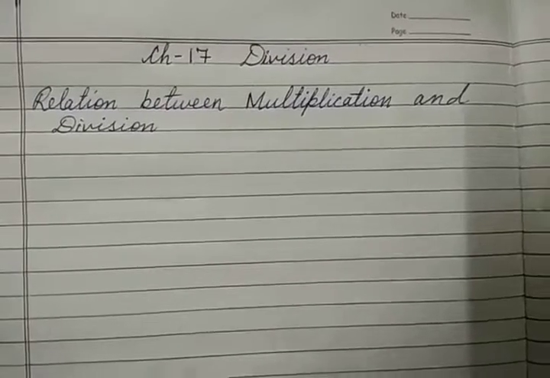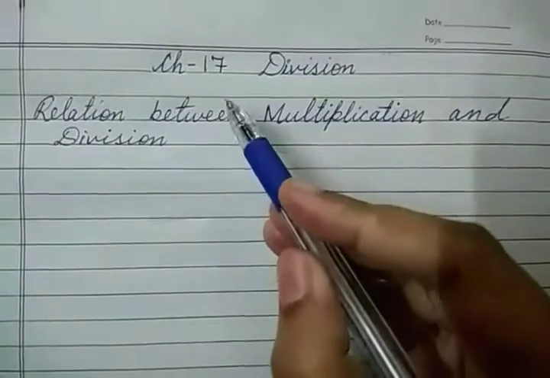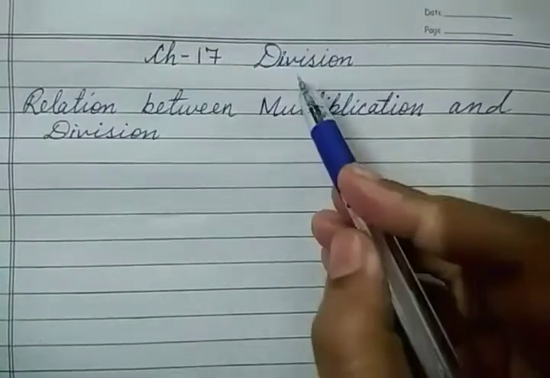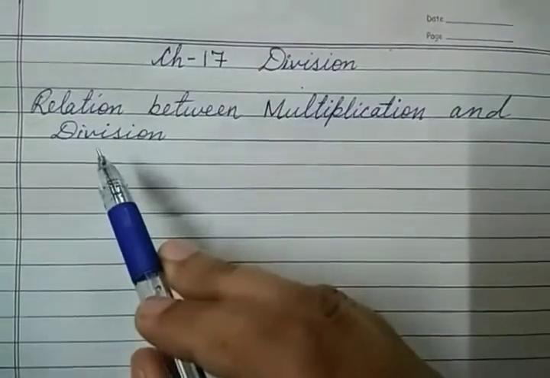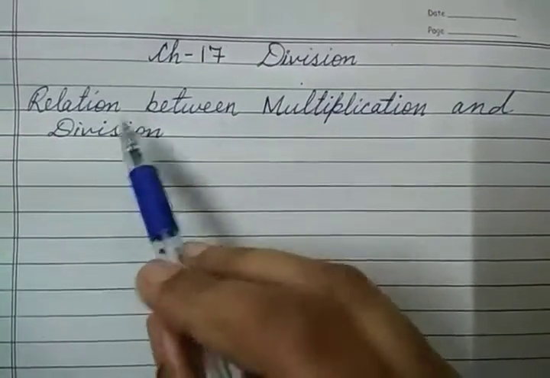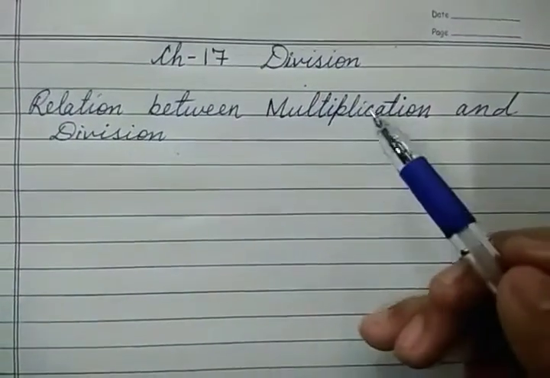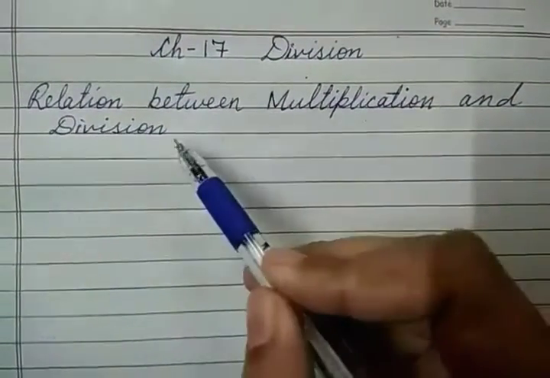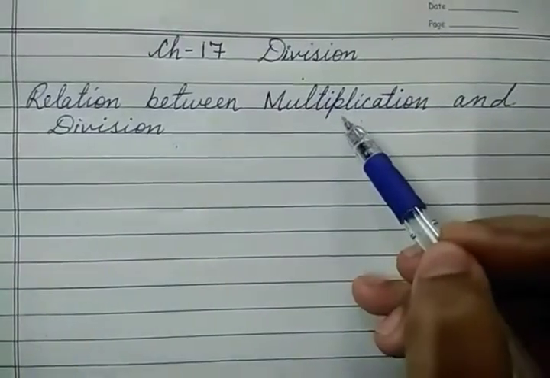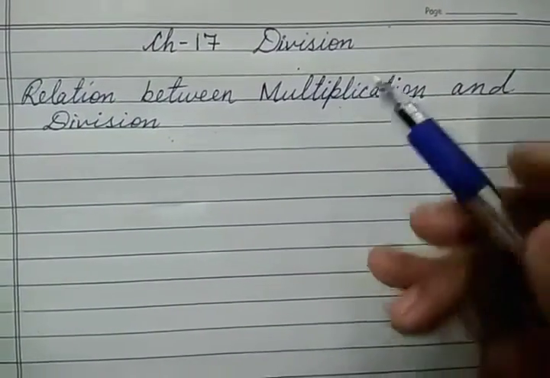Hello dear students. So class, today we are going to start chapter 17, division, and the topic for today's class is relation between multiplication and division. So students, we have already done the division yesterday and we have already done the multiplication also.